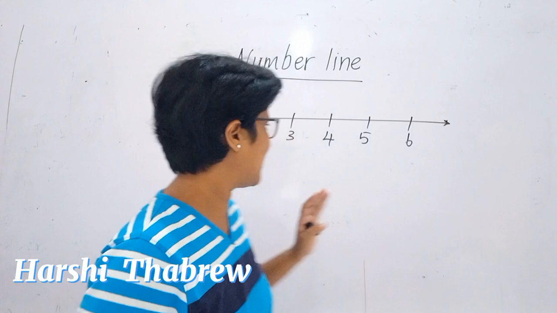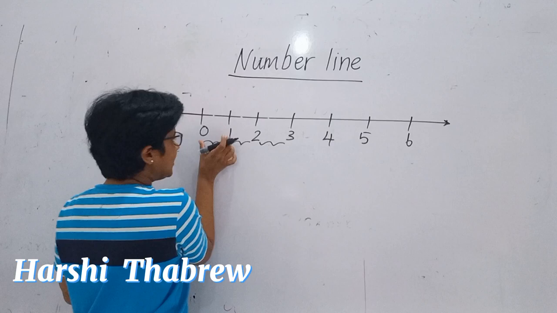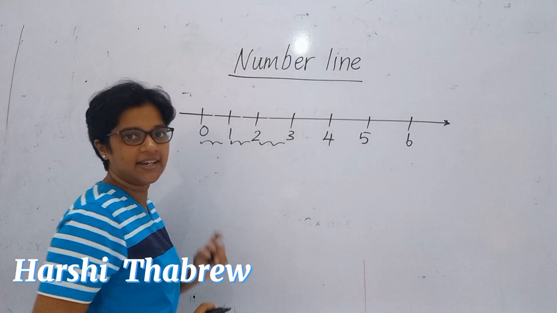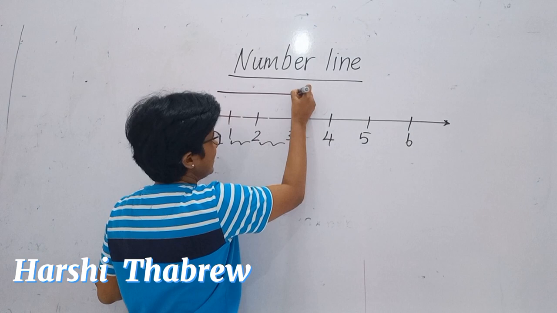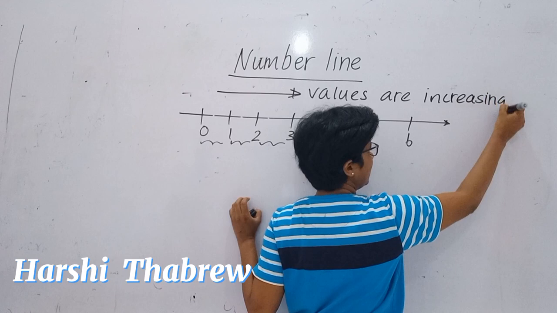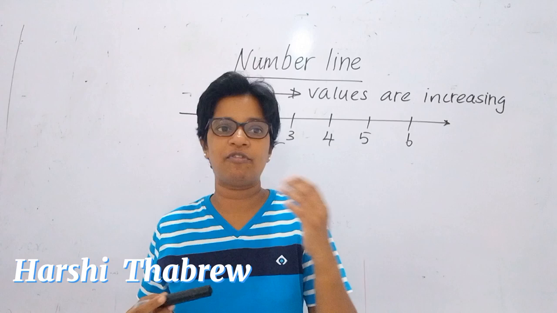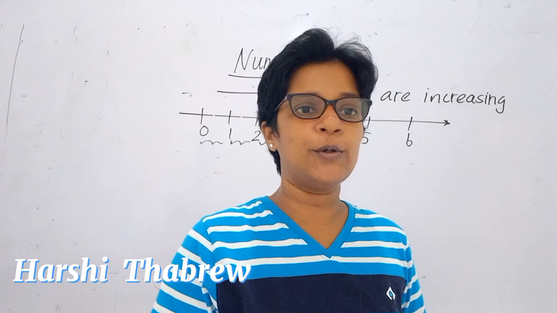In that, values are increasing from left to right. We learned all these things. And in that lesson, we learned that there are some kinds of equipment, right? In those, number lines are included, right?